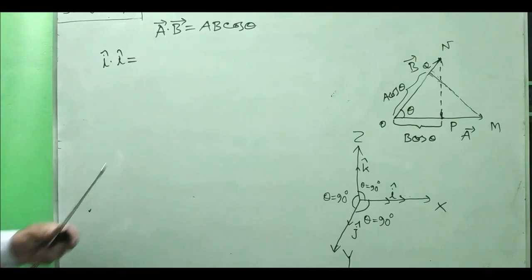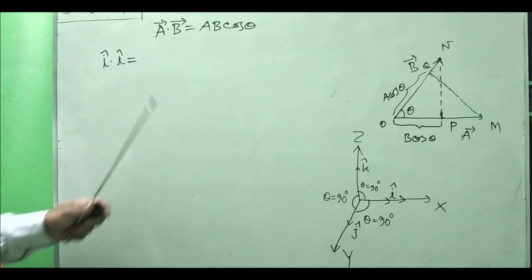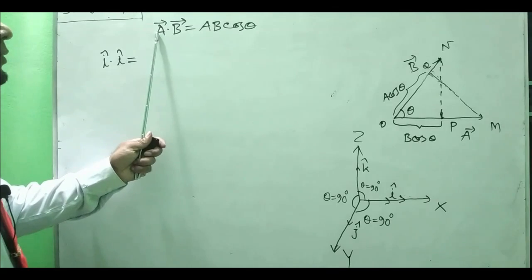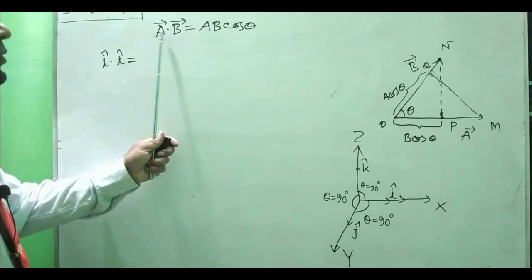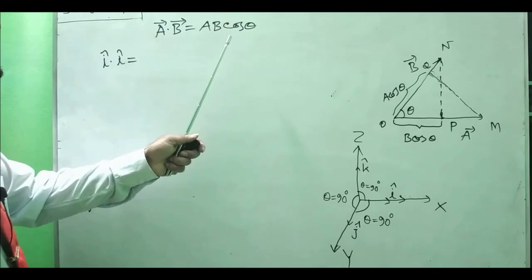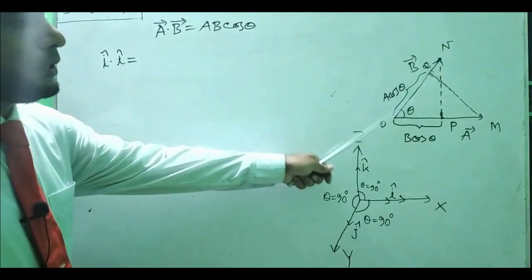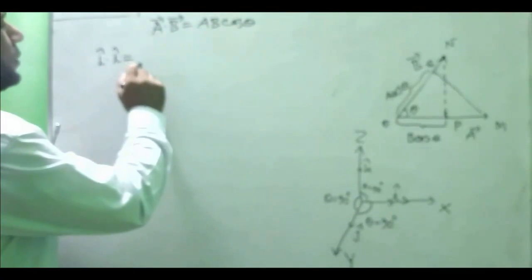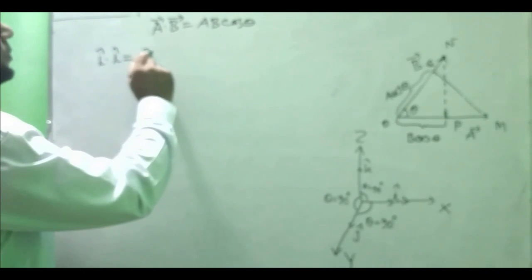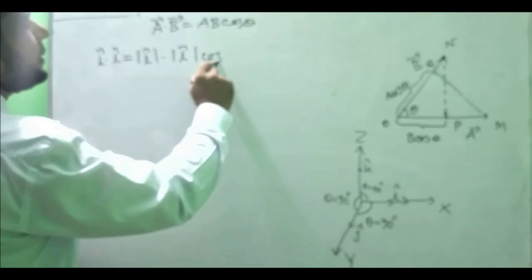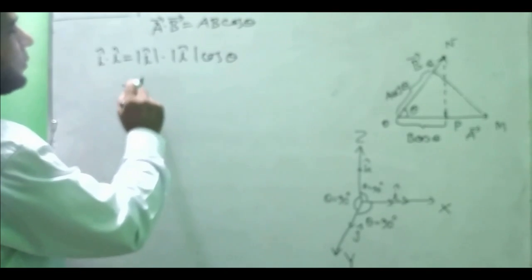According to the dot product, the result of the dot product of two vectors, vector A dot B, is equal to the magnitude of the first vector times the magnitude of the second vector times cos theta, that means the cosine of the internal angle between those two vectors. So now I cap and I cap. Now the value will be the magnitude of I cap times the magnitude of I cap times cos theta here. Now what is the value of I cap?